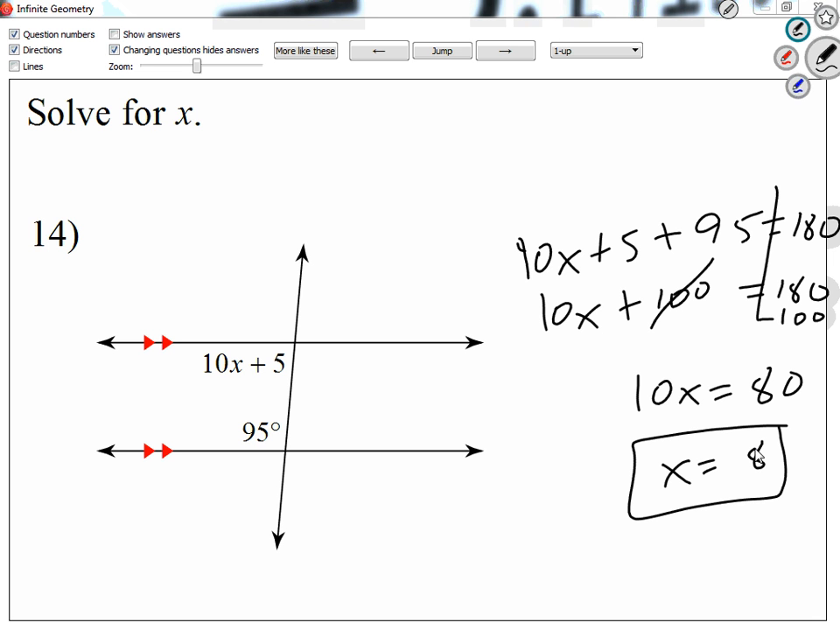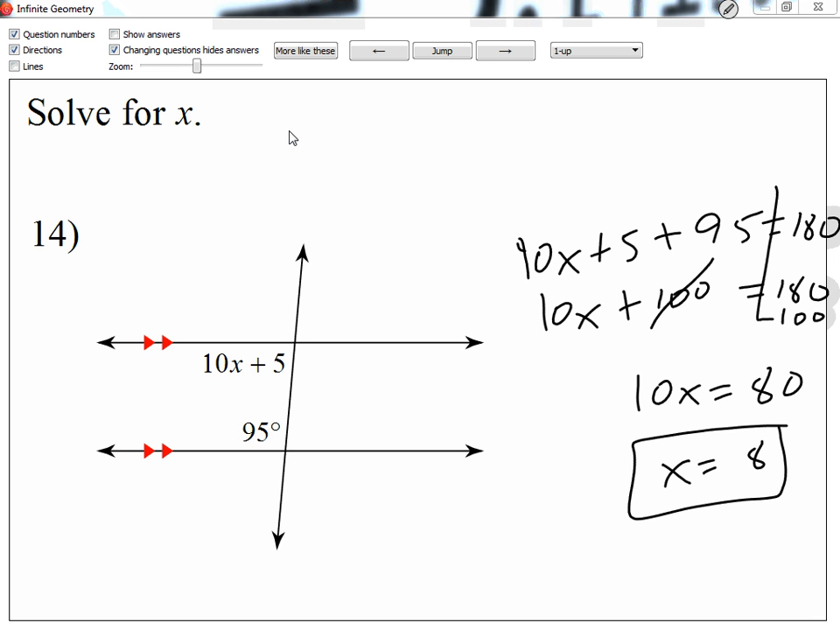Like I said, don't get confused. Corresponding, they're equal to each other. Same side interiors are supplementary, which means they add up to 180. Does that make more sense? Is it 80 degrees or just 8? It's just 8. It is the value of x.